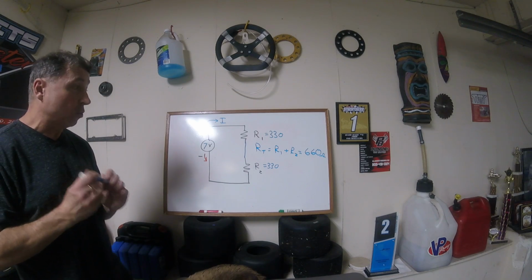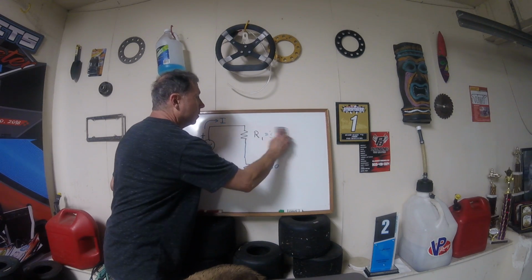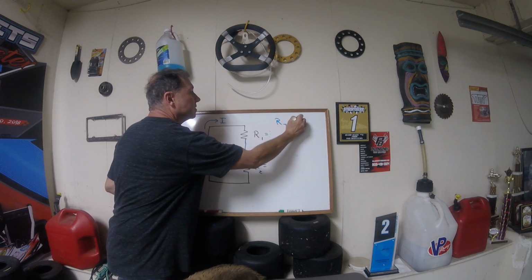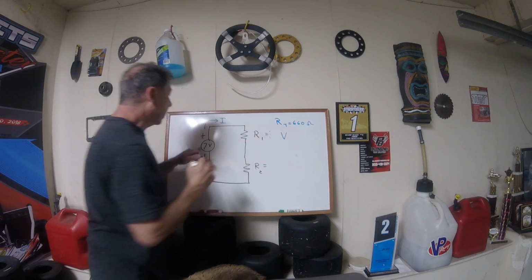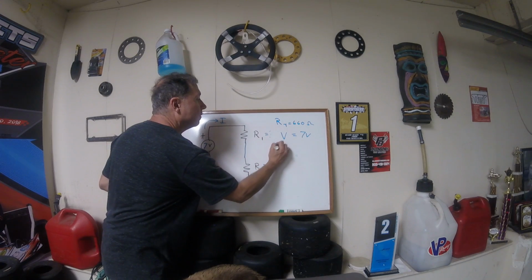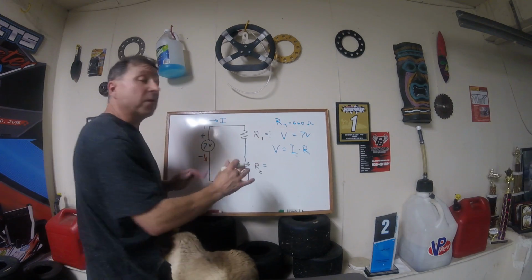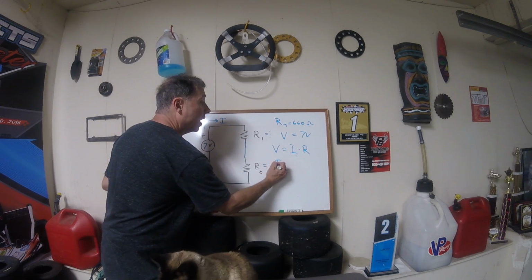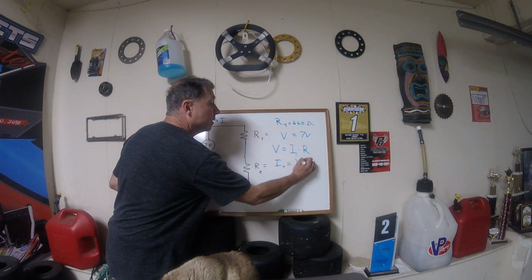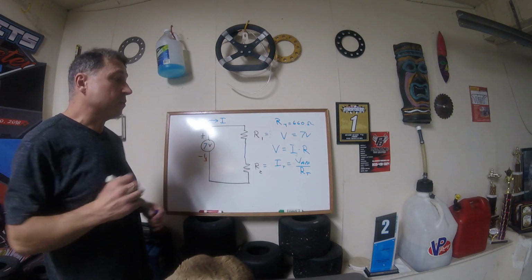So now we're going to go ahead and use Ohm's law. I'm going to erase this part of it. So RT, 660 ohms. Our voltage applied, battery, 7 volts. Ohm's law says that voltage is equal to current times resistance. We're asking to find the total current of the circuit, the series current. I series, or I total, is equal to voltage applied divided by RT. Just a manipulation of Ohm's law.